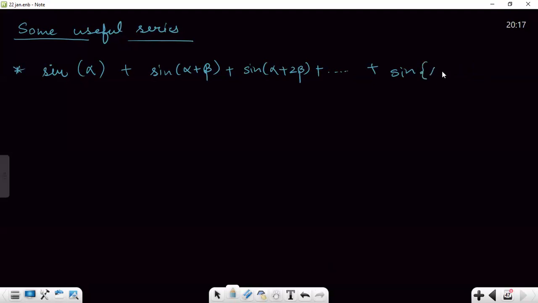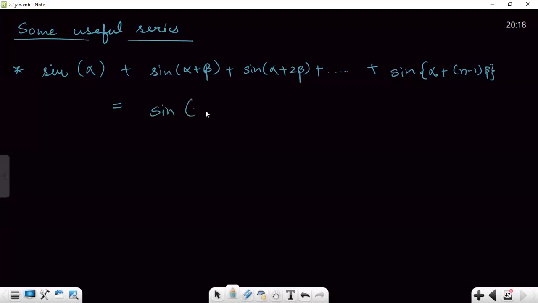We know in an AP, the nth term is a plus n minus 1 into d, which is beta here. So this is a series of angles following an arithmetic progression. But the whole series is not in AP, because the sine is present. So we cannot say the whole series is in AP, but if we observe only the angles, they follow an arithmetic progression. So their sum will be given by this formula.